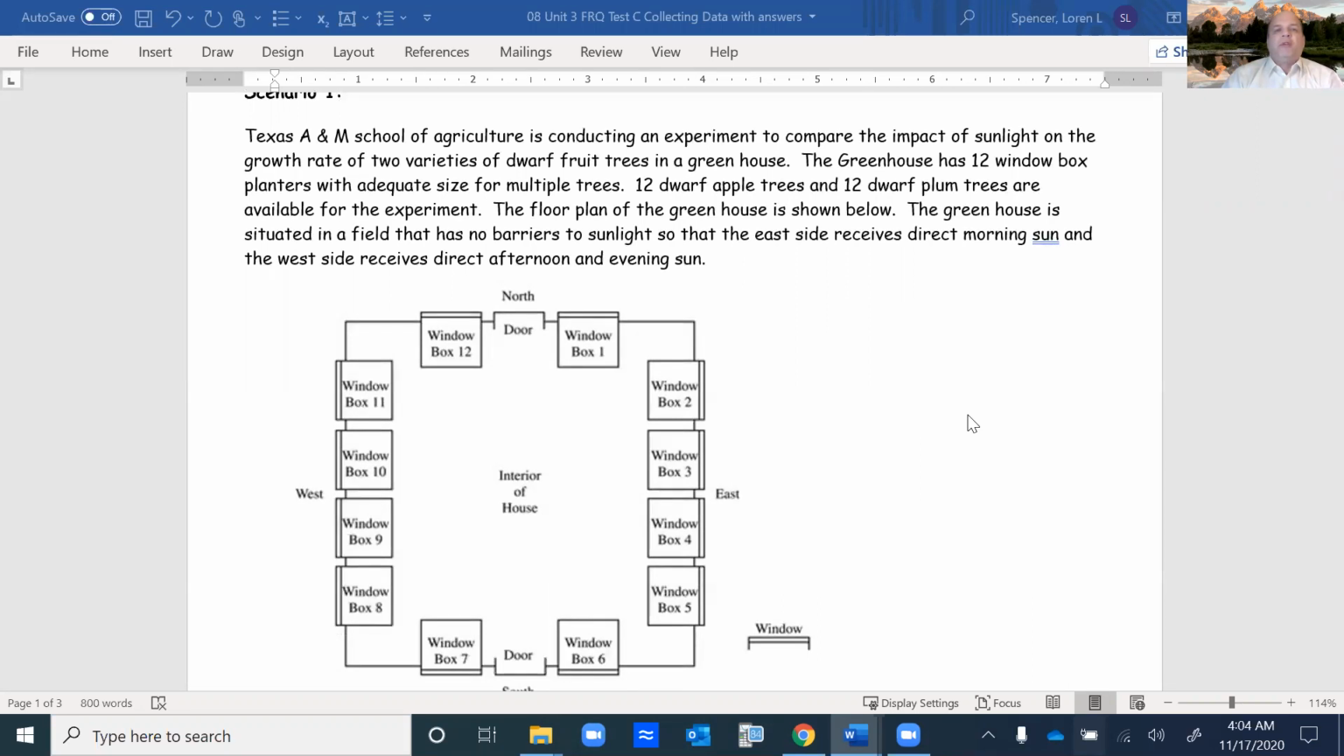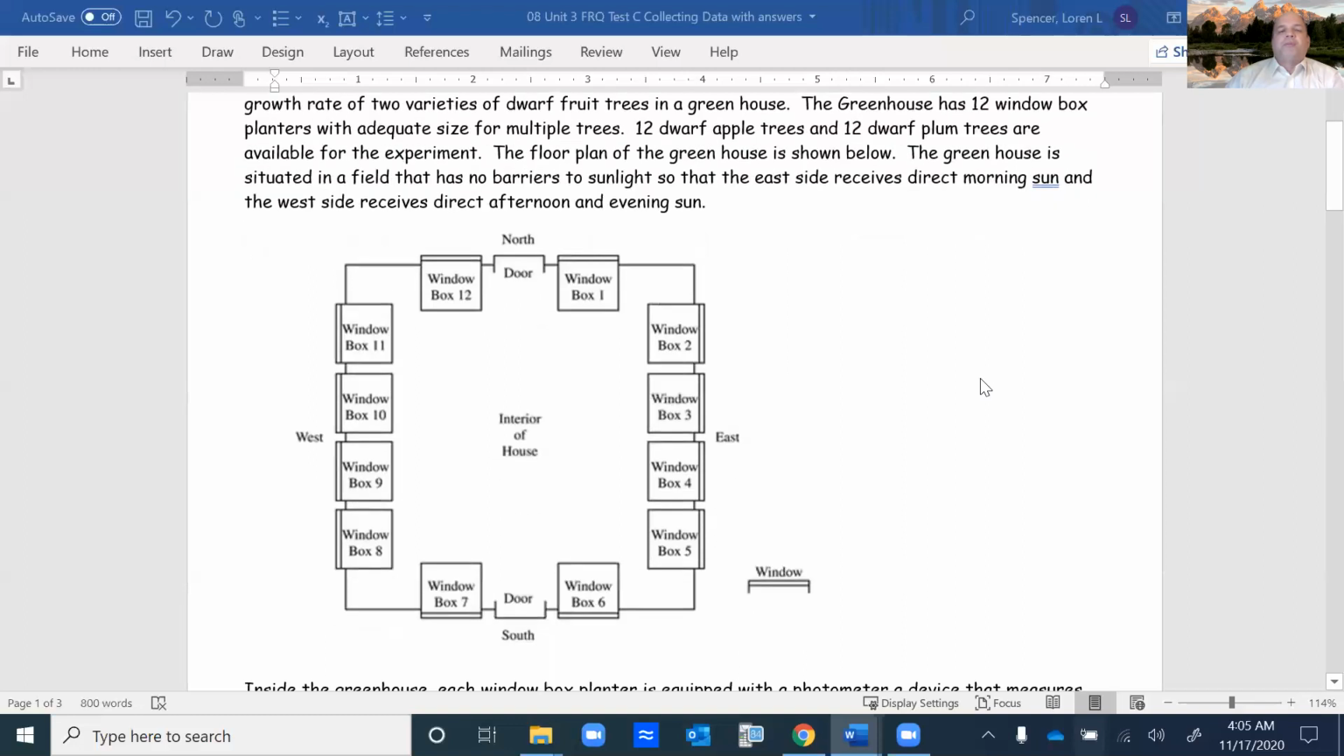The floor plan of the greenhouse is shown below. The greenhouse is situated in a field that has no barriers to sunlight, so the east side receives direct morning sun and the west side receives direct afternoon and evening sun. And by the way, really important, they're comparing the impact of sunlight on the growth rate. So please note that our treatment in this case is sunlight, and our subjects are the trees themselves. We have two different types of trees, the dwarf apple and the dwarf plum.